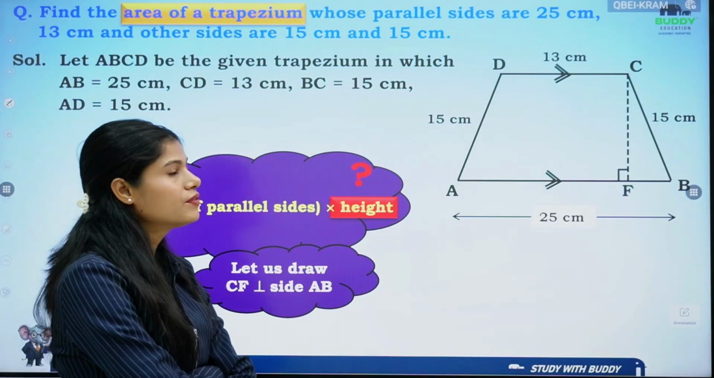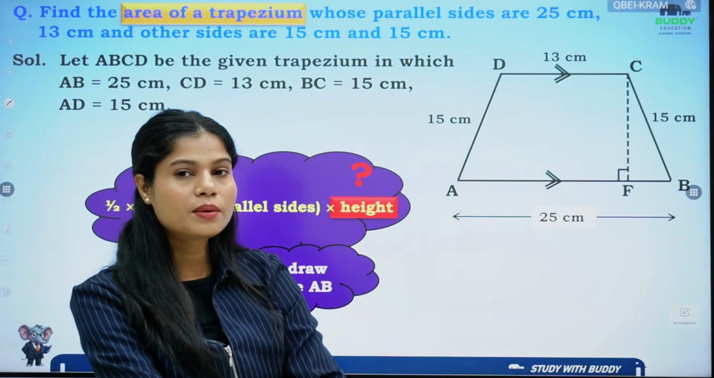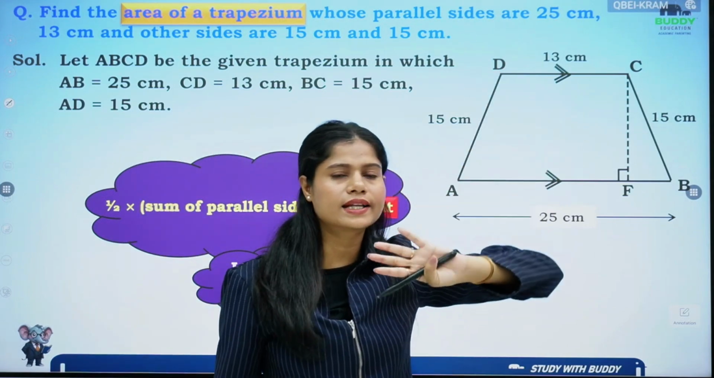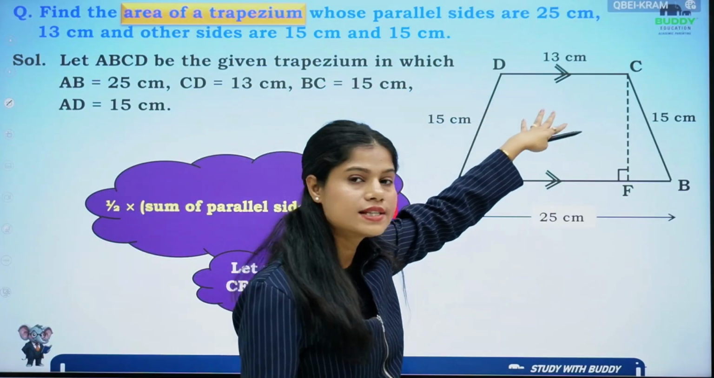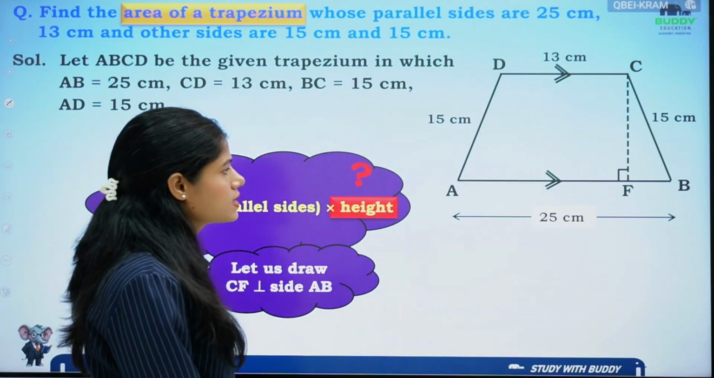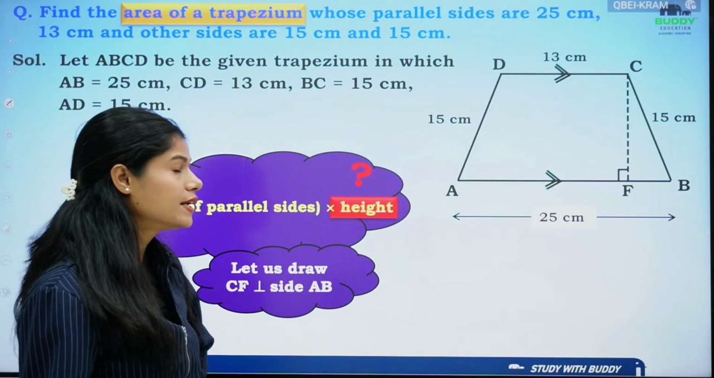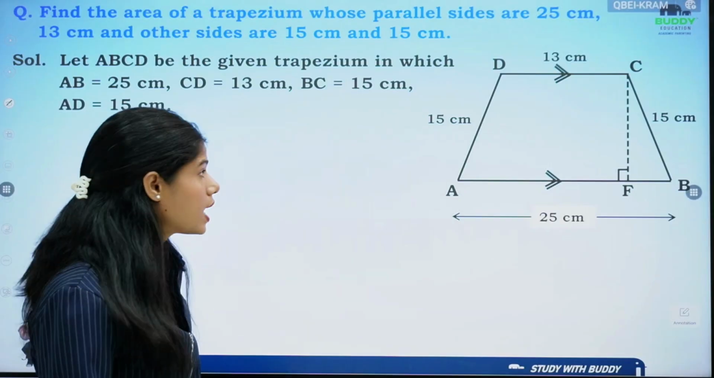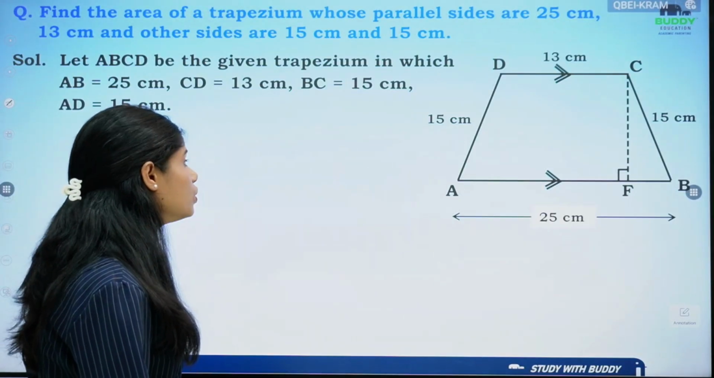So for that we will first draw the perpendicular from either D or C. You will get the same answer because they are parallel lines, so the height between them at each step is going to be the same. We have drawn one perpendicular from C over AB, and that's how you get CF as your height. That's what we want to know.